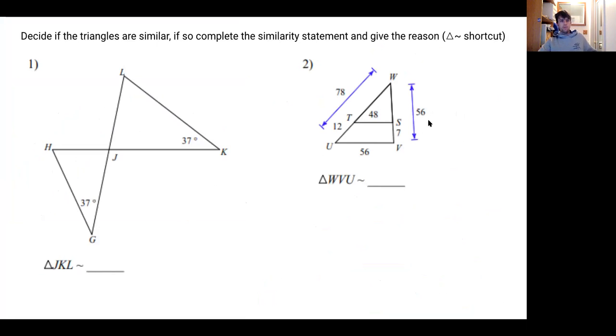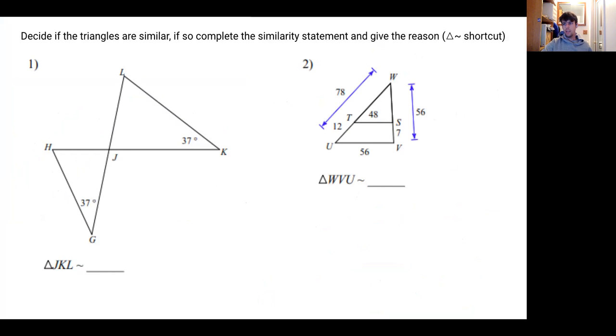Okay, so we are supposed to decide if the triangles are similar. So that's kind of yes or no. If it is, we finish the similarity statement and give the reason. What shortcut did we use? AA, SSS, SAS, which one?